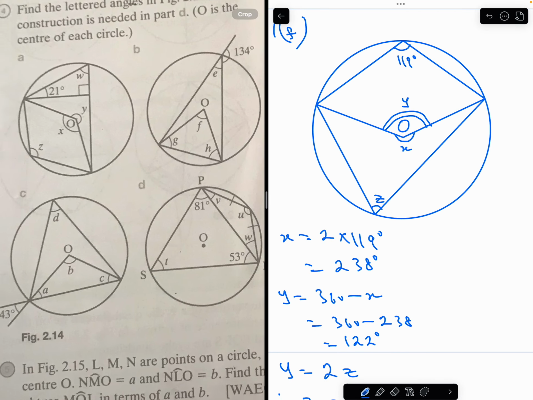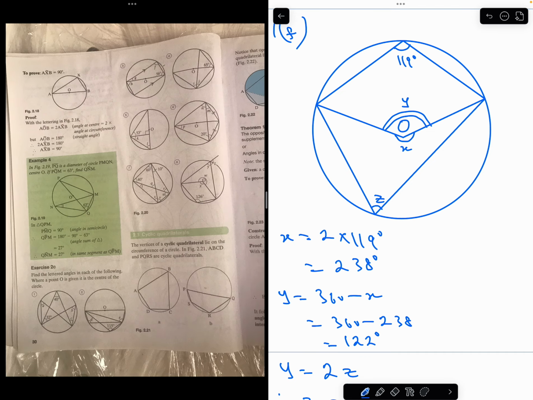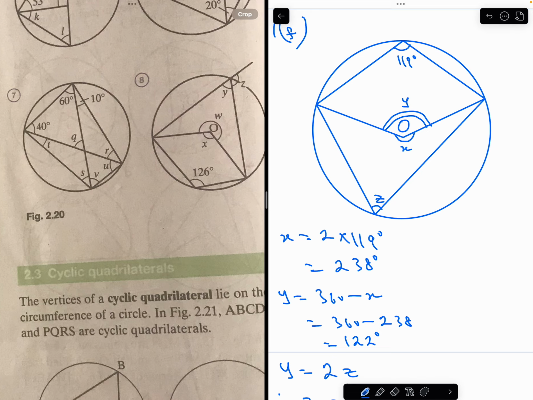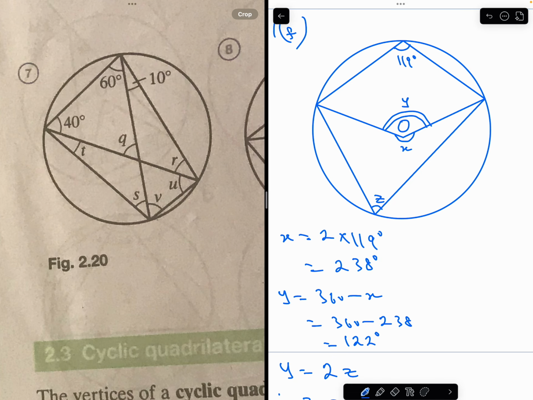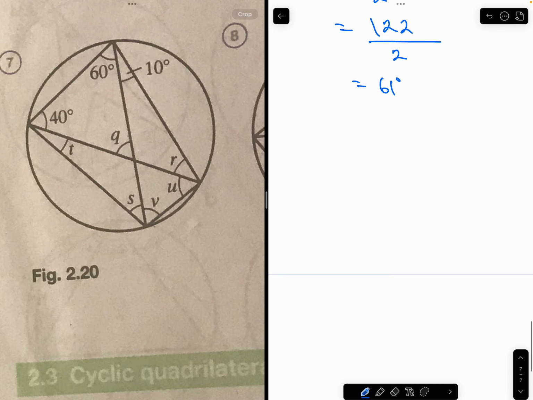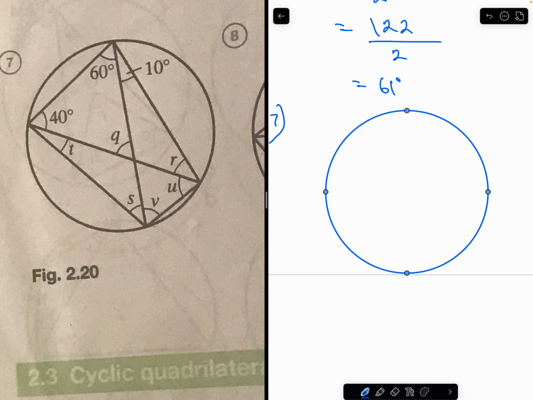The next one is exercise 2C, number 7. Let's have a diagram. This is the diagram. Now we have, let's see. Make sure the diagram is bold.